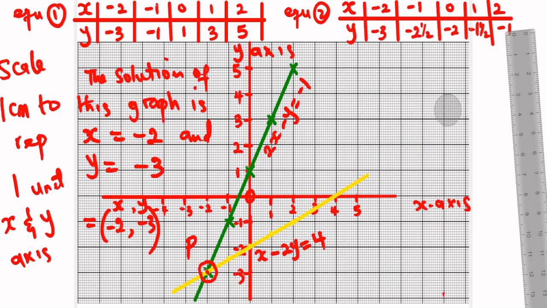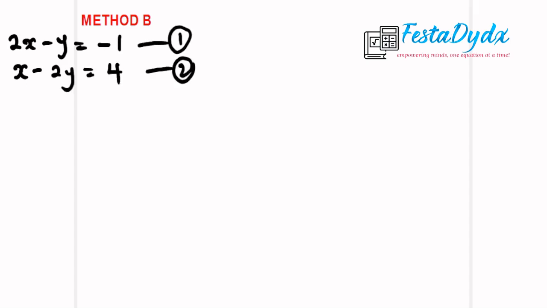Correct. So now we've been able to check if this graph is actually correct, like if the solution actually satisfies the equation. So now let's move to method number 2, or we'll call it method B. For method B, let us write the equation back. It says 2x minus y is equal to minus 1. That's equation 1. And equation 2 is x minus 2y is equal to 4. Remember equation 1, equation 2.